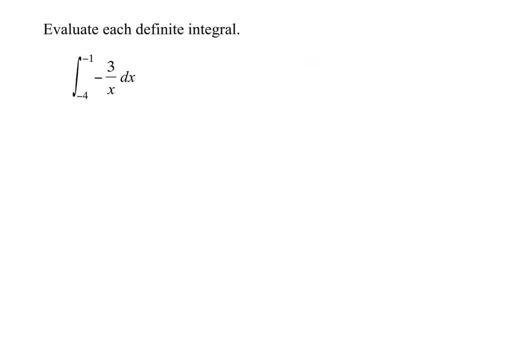All right, so the difference between this and the other one is strictly that you have boundaries. So you will not have a plus c, you will have an actual answer. All right, that's the only difference. This is actually a really easy one. This is going to be negative 3 times the natural log of x, right? Absolute value of x, right? From negative 4 to negative 1.